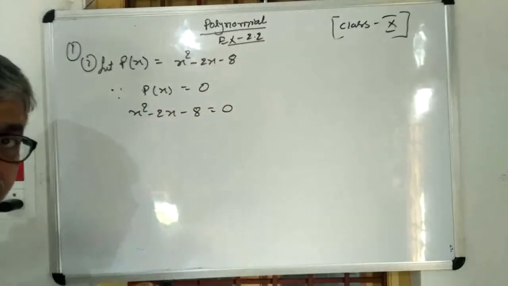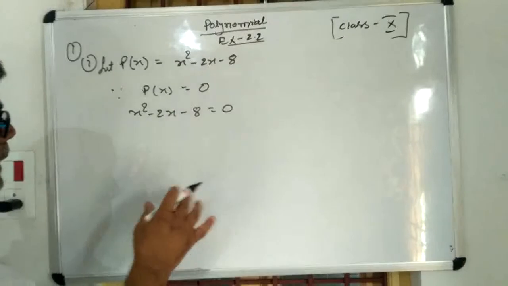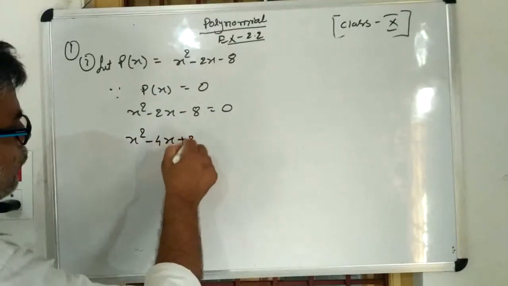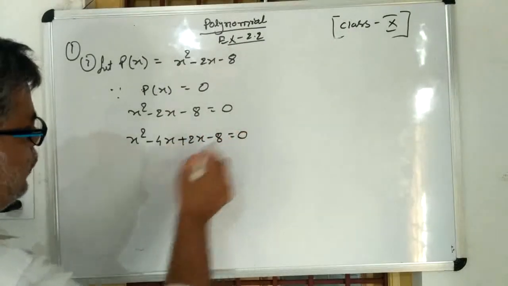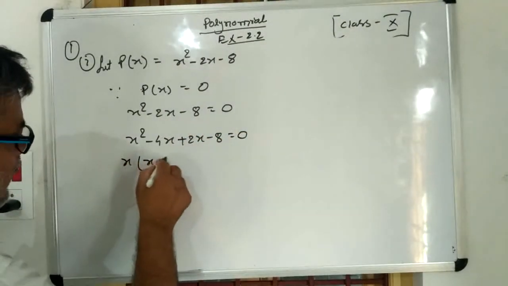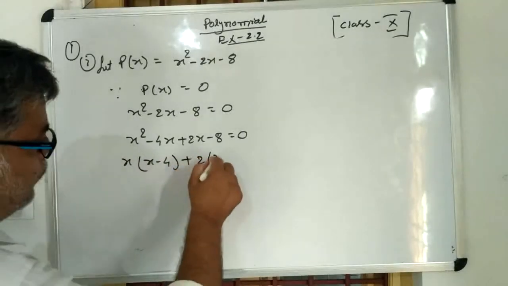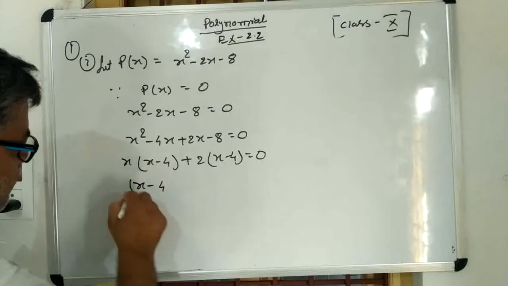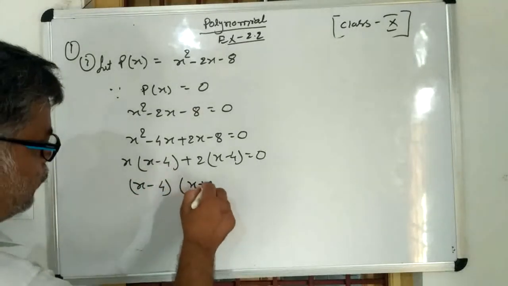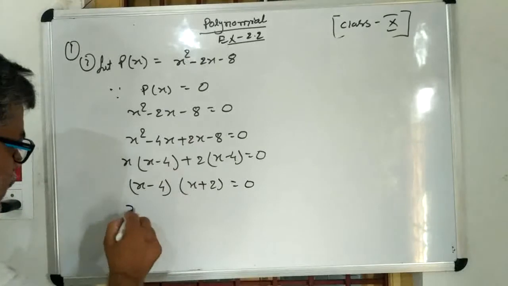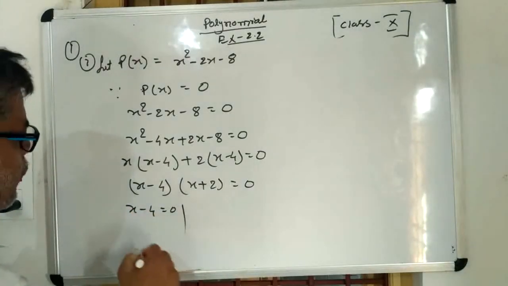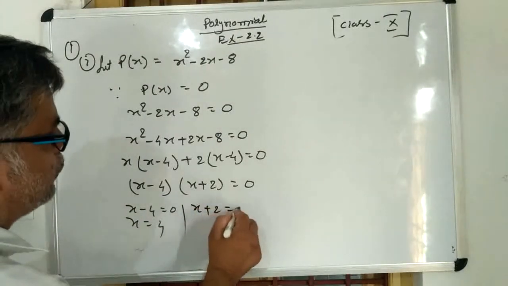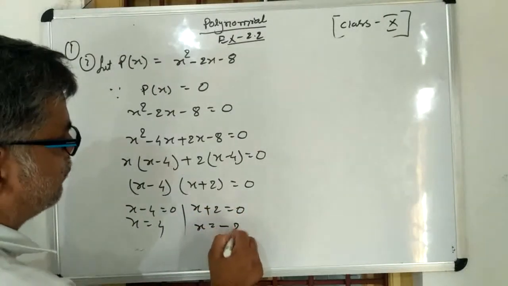So factorize it by using the splitting of the middle term. So you can have x square minus 4x plus 2x minus 8 equals 0. Taking x common, x into x minus 4 plus 2 into x minus 4 equals 0. So you finally have x minus 4 into x plus 2 equals 0. So you can take x minus 4 equals 0, so x equals 4. And x plus 2 is equal to 0, it means x equals minus 2.